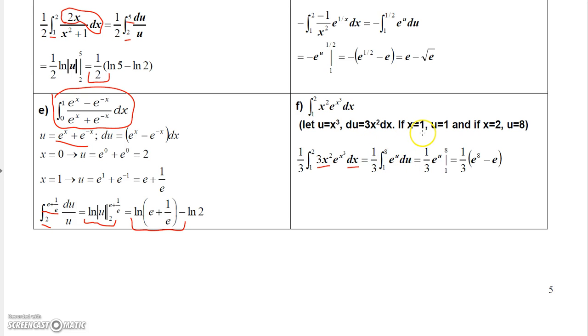And then if you let x be 1 and plug it in here, you're going to get 1 for the u value. And if you let x be 2 and plug it in, you're going to get 8. And so you end up evaluating 1/3 e to the u from 1 to 8. And that's going to be 1/3 times e to the 8th minus e. And that's it on evaluating definite integrals using u substitution.